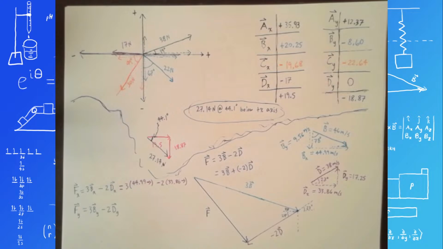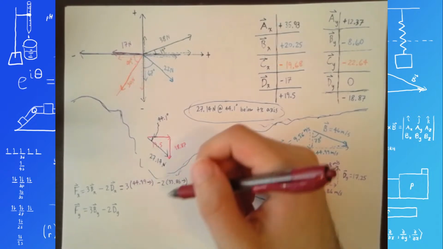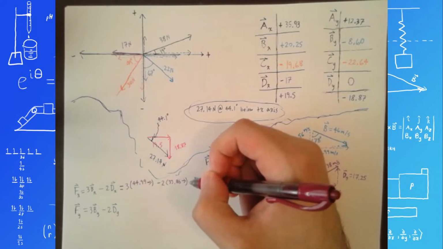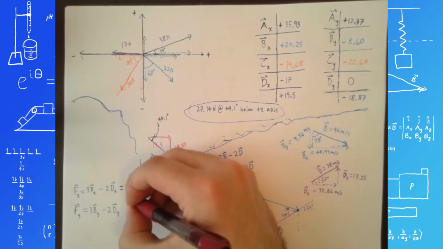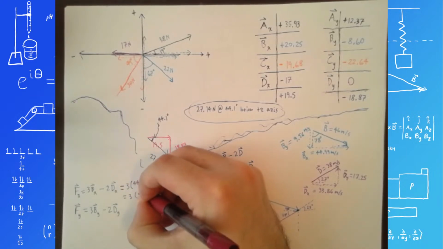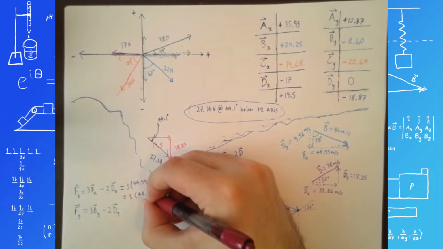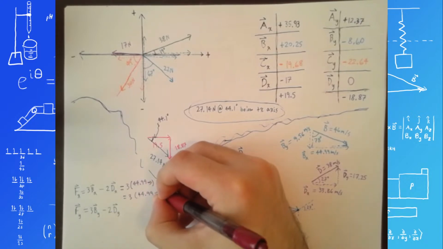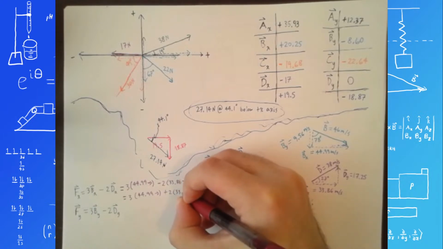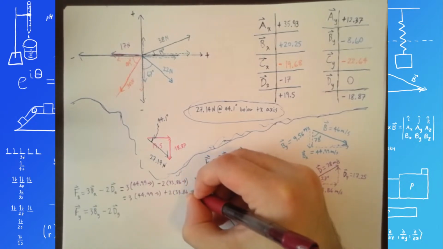There's usually more than one way to get things done, and being able to understand when somebody is doing things differently from you is important. Okay, so we've got 3 of this to the right minus 2 of this to the right, so you could also rewrite this as 3 of 44.99 to the right plus 2 of 33.86 to the left.